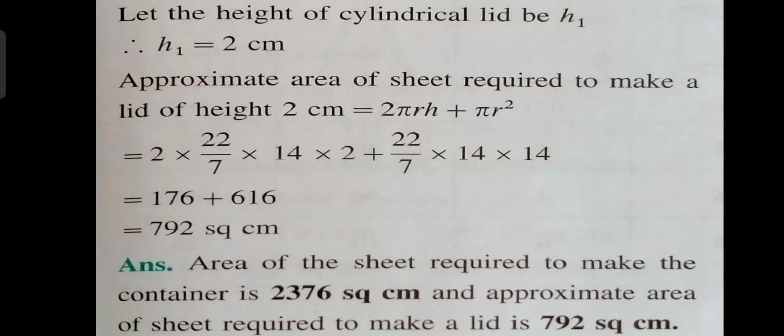In that we have seen about the curved surface area of a cylinder, we have seen about the total surface area of the cylinder, and how to find out the height or the radius, like that we have seen in this particular exercise. Now the next exercise, that is 16.3, is based on the volume of the cylinder. So that we will be doing in the next video.